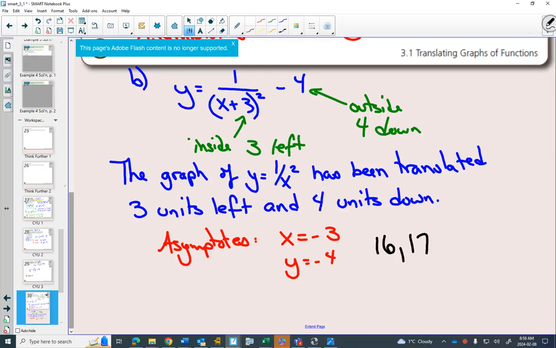So, turn to your homework. Circle questions 16 and 17.